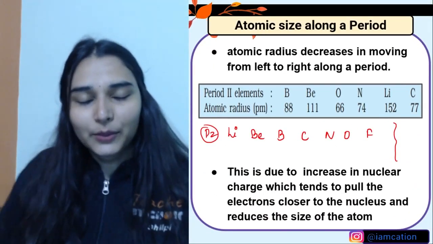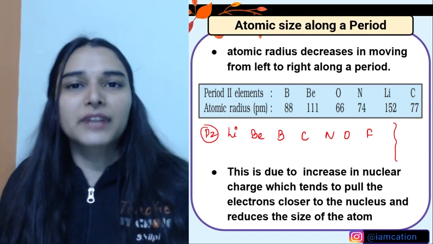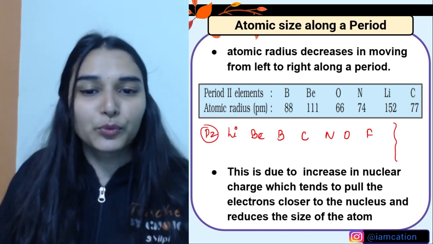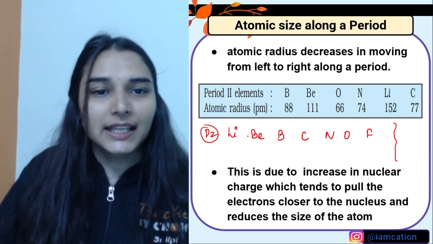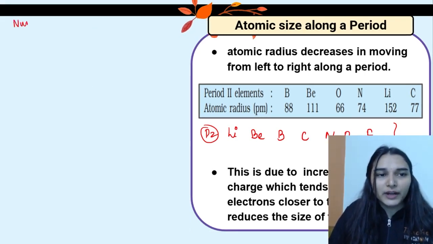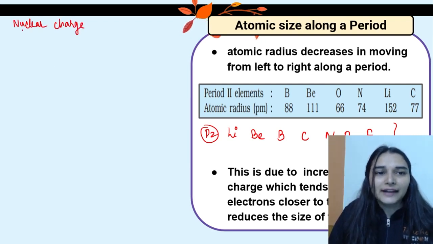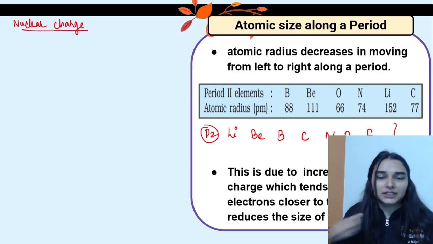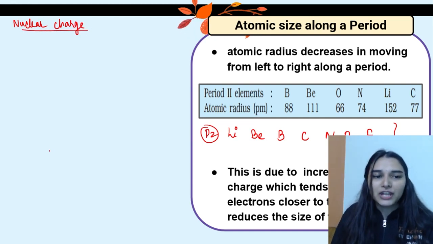So I was saying, what is happening when you are going left to right across a period? What is happening on going left to right? Atomic number is increasing. And let me explain the nuclear charge first of all. Come here once. Let's understand the nuclear charge. Okay, because the size of an atom depends on two factors. The first is nuclear charge and the second is the number of shells.